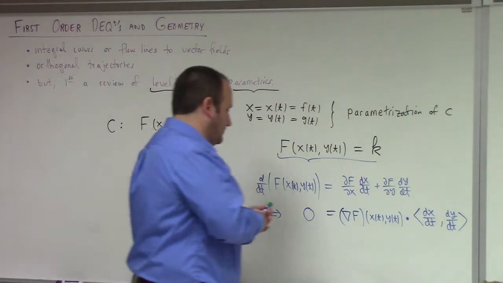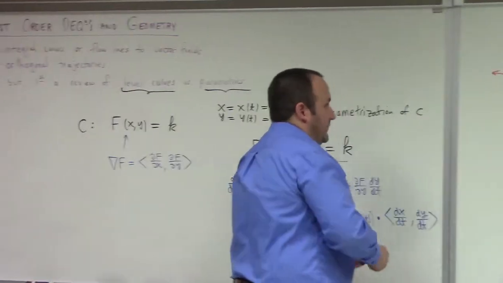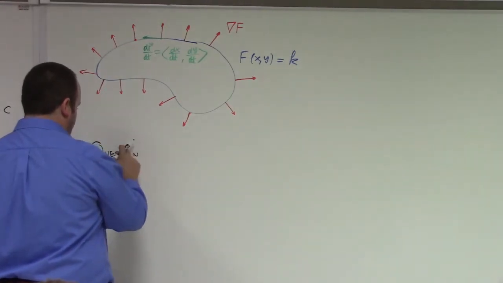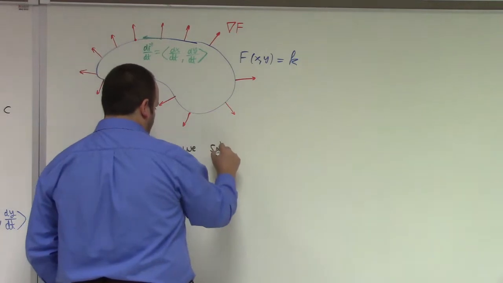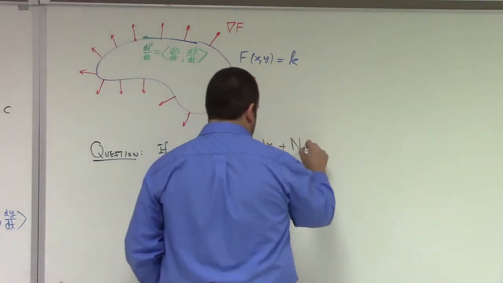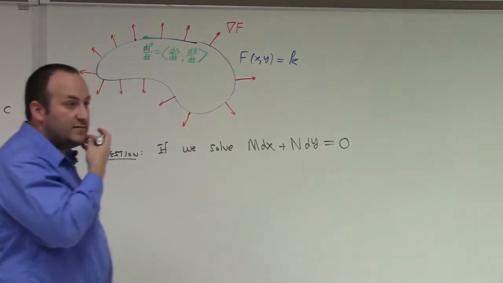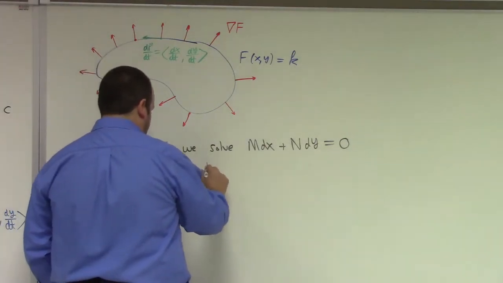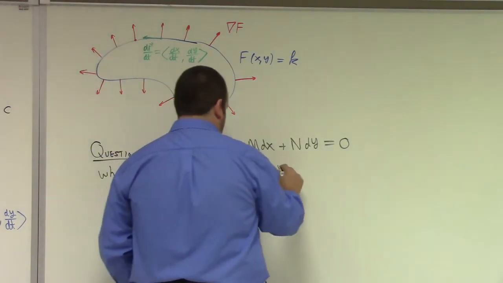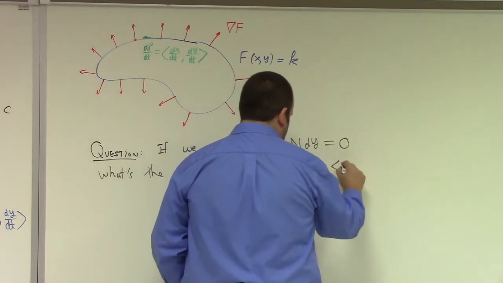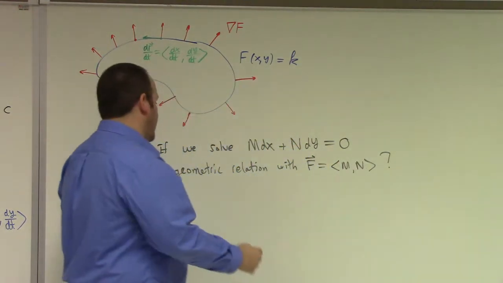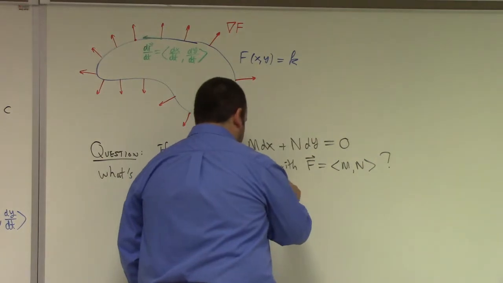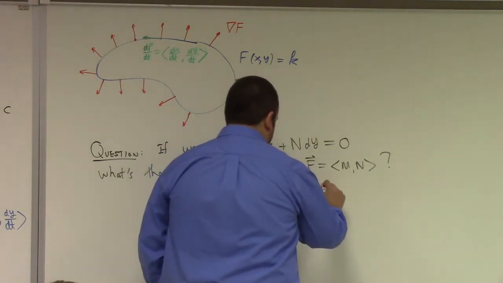So, here's a question for you guys. If we solve m dx plus n dy equals 0, what's the geometric relation with the vector field F equals m comma n? And I've been vague here. Geometric relation of what? Geometric relation of the solution curve, right?